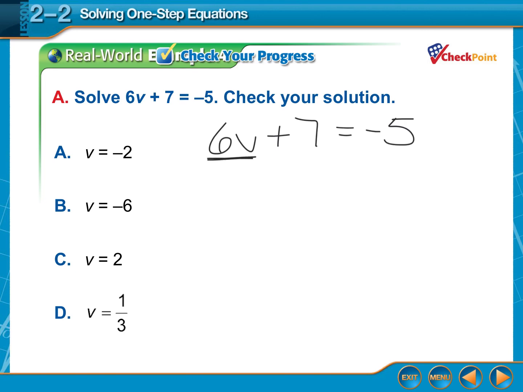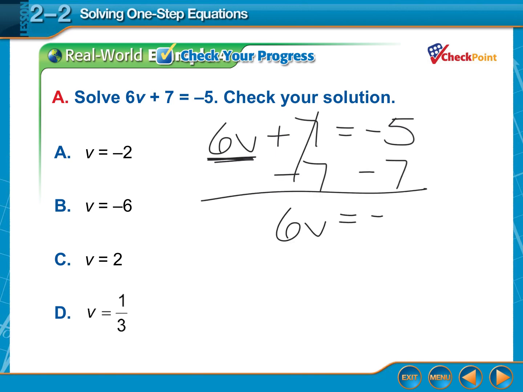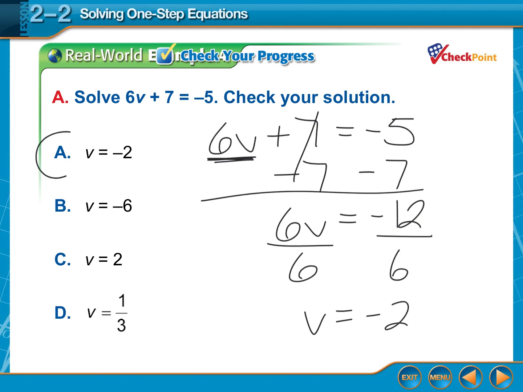If something is not connected to v, we want to do everything that's not connected first. So, subtract 7 on both sides. So you have 6v equals negative 12, and then our last step would be to divide, right? So we have v equals negative 2.